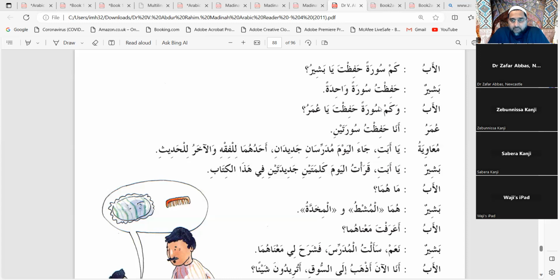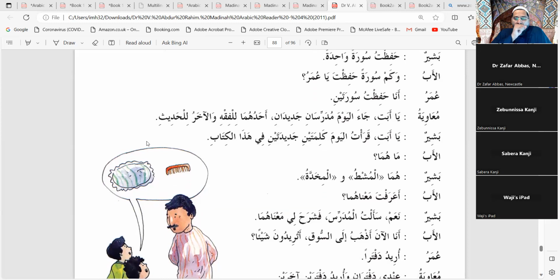Continue. Bismillah. Hafiztu suratan wahidatan. I have memorized one surah. Wa kam suratan hafizta ya Umar? And how many surahs have you memorized, O Umar? Ana hafiztu surataini. I have memorized 2 surahs.